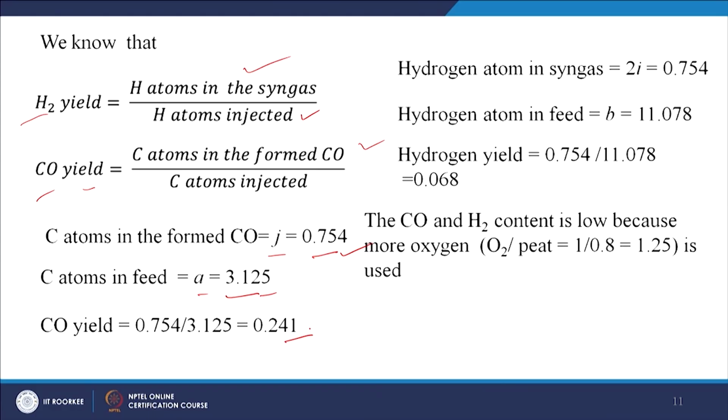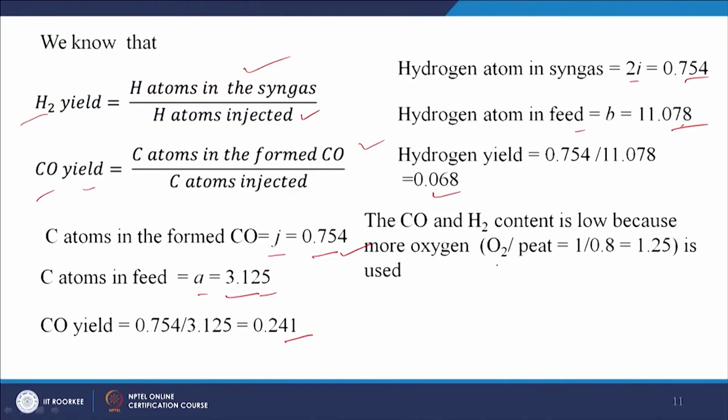And for hydrogen, the hydrogen atom in syngas equals 2I, that is 0.754, and the hydrogen atom in feed equals B, that was 11.078 we have calculated. Then hydrogen yield equals this divided by this. So it is coming as 0.068, but these yields are not very high. The CO and H2 content is low because of more oxygen.